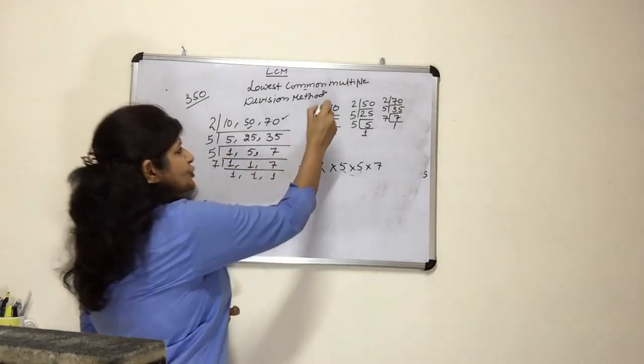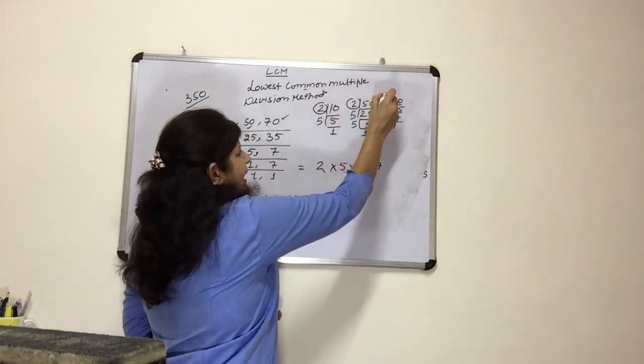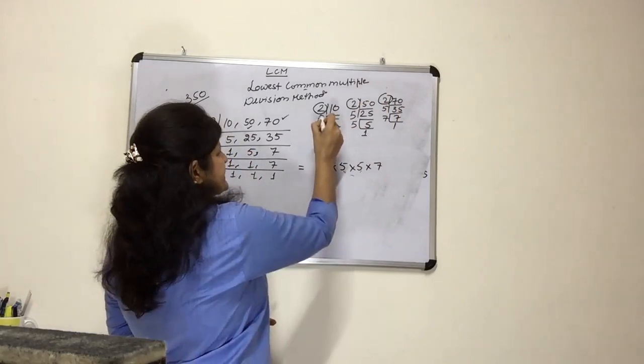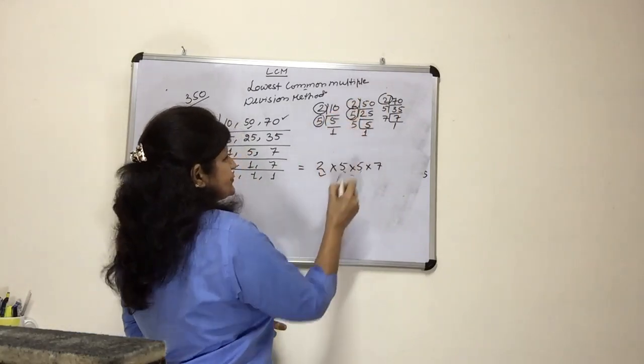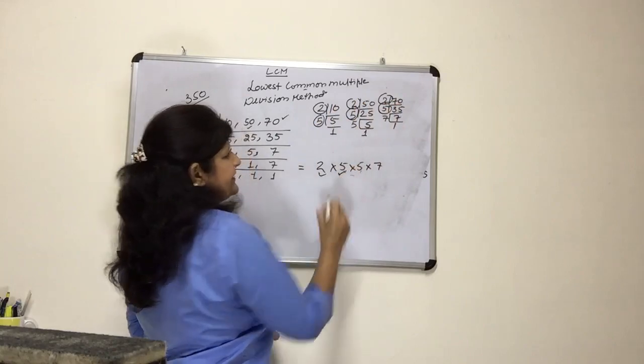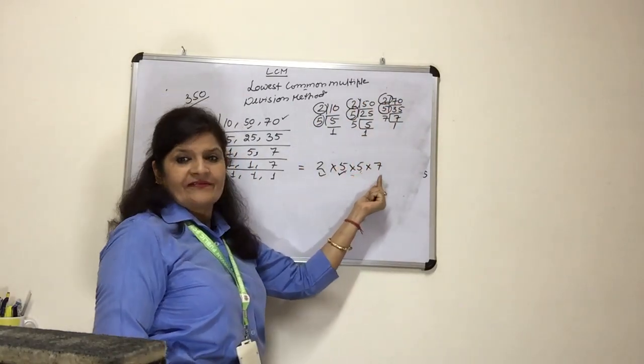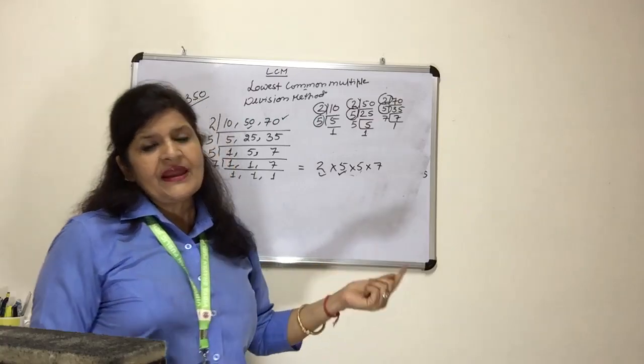Now you will see this 2 and this 2, so we will write this 2. After this 5 and this 5 and this 5, so we will write this 5. Now whatever is left, 5 and 7. So the answer will be the same.